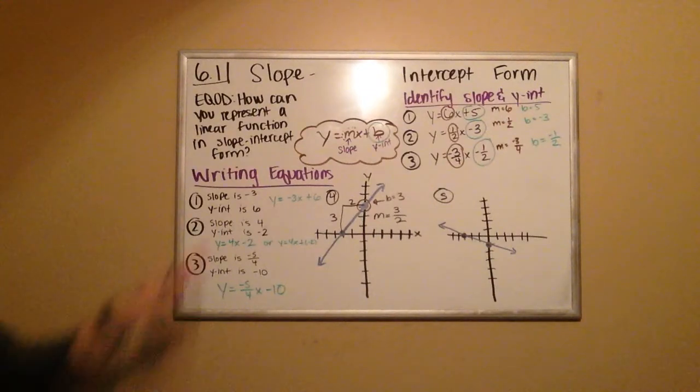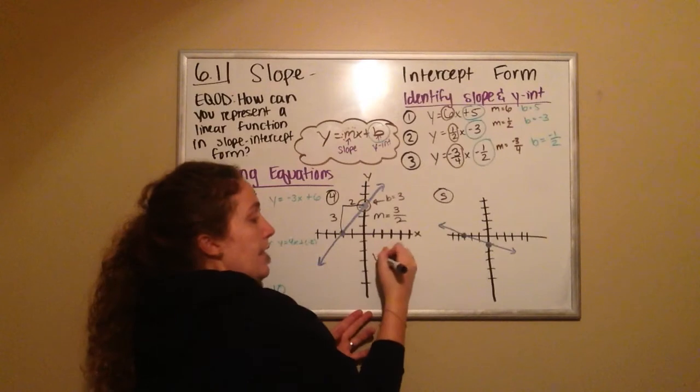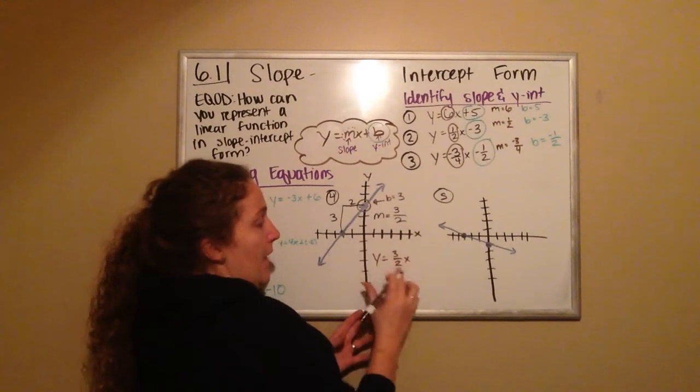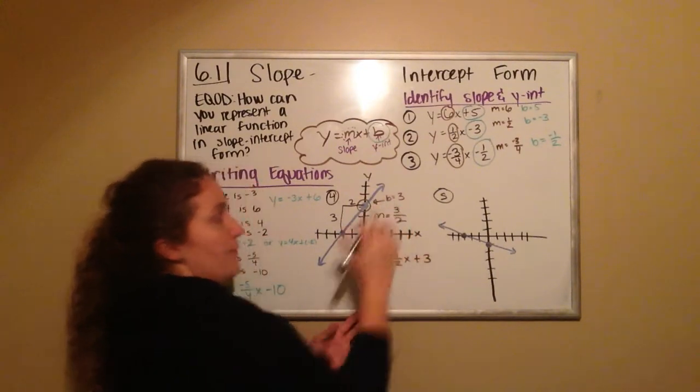That's the only information we need to write out an equation. So when we go to write out our equation here, we get y is equal to 3 halves x, mx, slope times x, plus the y-intercept, which is 3.